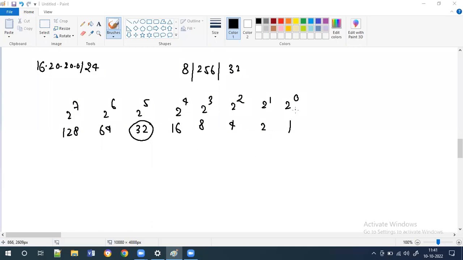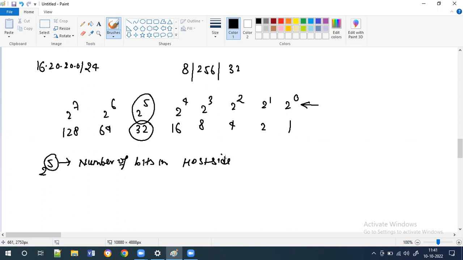So if you recall this once again, the powers are 0, 1, 4, 8, 16, 32, 64 and 128. Where we are getting 32, that is 2 to the power 5. This 5 is the number of bits in the host side. If I have 5 bits in the host side, then how many bits do we have in the network side?